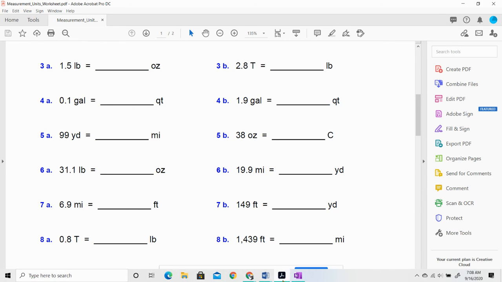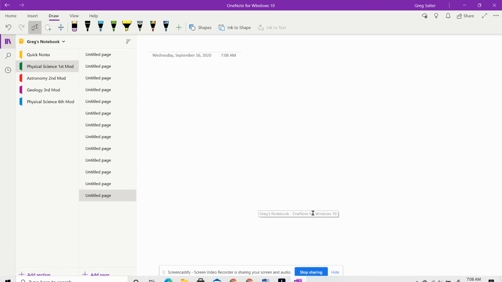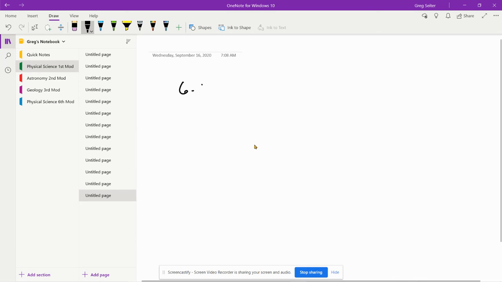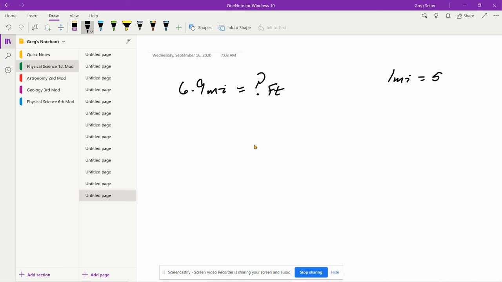6.9 miles equals how many feet? As we go along, you'll notice these are getting a little bit easier. Should be getting easier. 6.9 miles, how many feet? Well, we just did that conversion. We know 1 mile equals 5,280 feet. 6.9 miles over 1 times. Remember, miles on the bottom. We want to get rid of them.